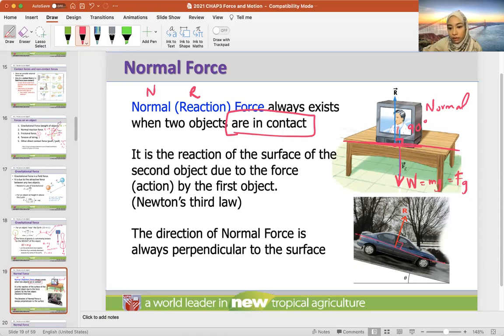Now, when we have a car on a road, it is touching the road, right? And the surface is the road. Therefore, the reaction force starts from the center of the mass, center of the object, and it is always 90 degrees. Okay. Kenapa kita letak dekat center of the object? Sebab kat situ senang nak approximate.